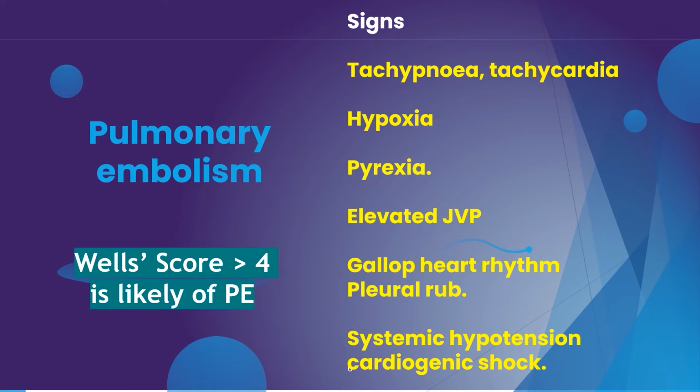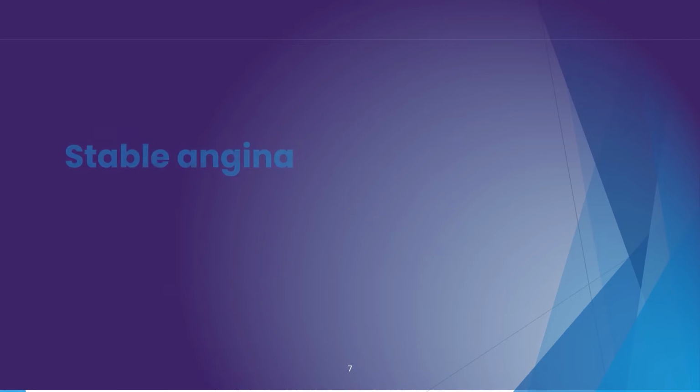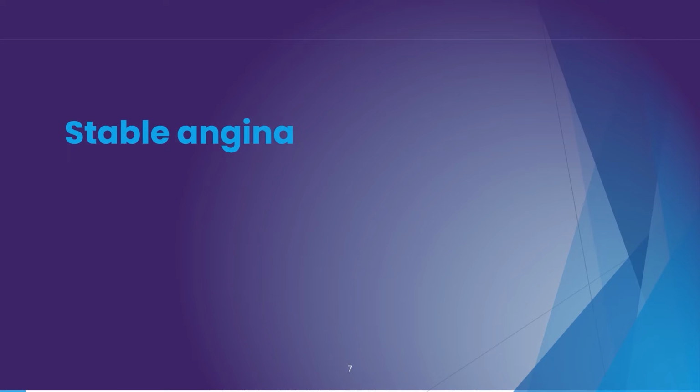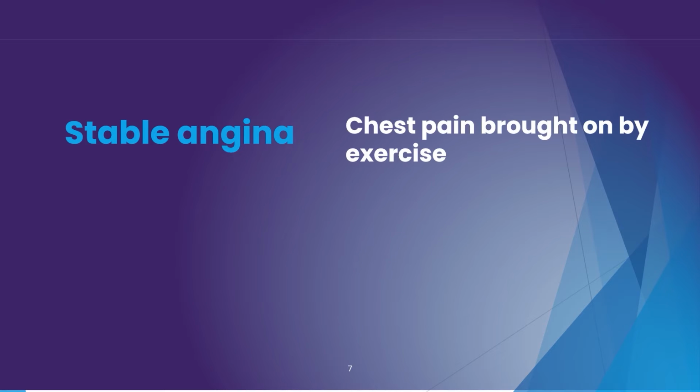So there's a scoring system that you should keep in mind for pulmonary embolism, that's the Wells score, and if the Wells score is more than 4, pulmonary embolism is most likely. So we'll discuss these features more in a separate video about pulmonary embolism. Stable angina is another differential diagnosis that can bring about acute chest pain, and here the chest pain is brought on by exercise and resolves once at rest.